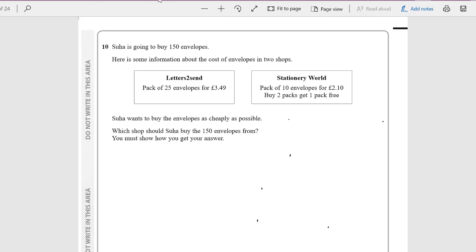Change color. Question 10. Suha is going to buy 150 envelopes. And she has these two options. Letters to Send: pack of 25 envelopes for £3.49 and pack of 10 envelopes for £2.10. For 2 packs you get 1 pack free, and she wants to buy 150 envelopes as cheaply as possible. So let's work it out. So let's do our Letters to Send.